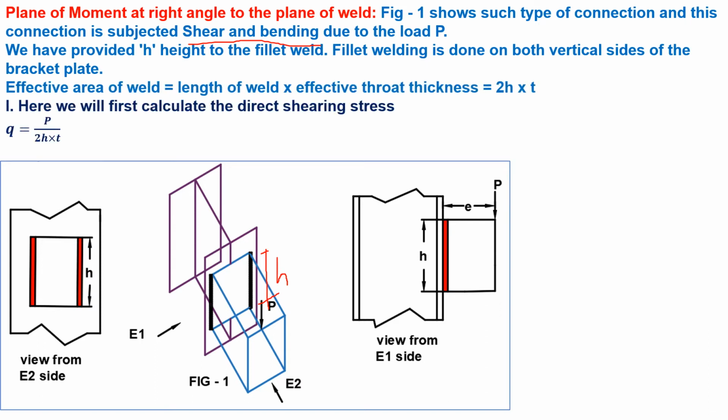Then we have to calculate the effective area of weld, that is length of weld multiplied by effective throat thickness, that is 2h into t. Our first step is to calculate the direct shearing stress, that is Q equals P upon the effective area of weld, 2h multiplied by t.